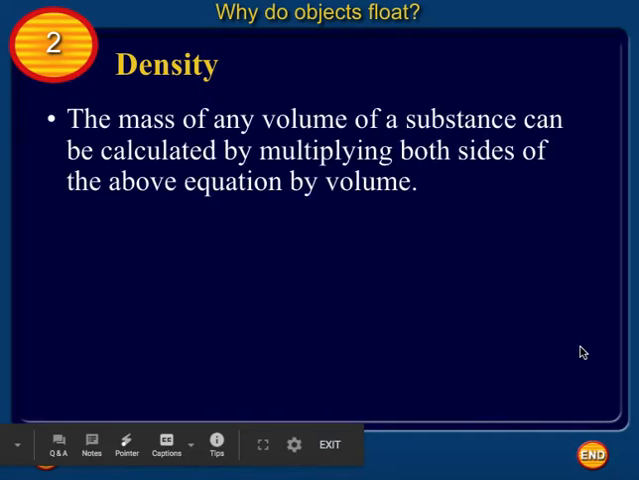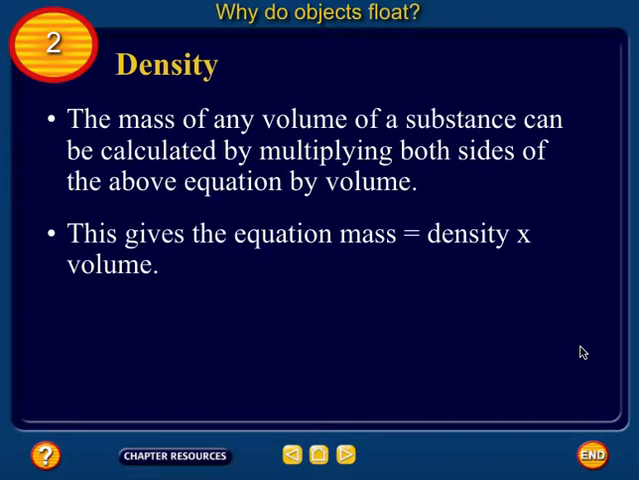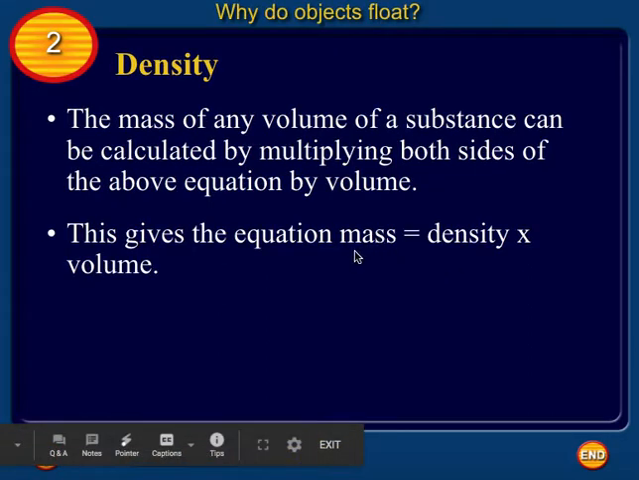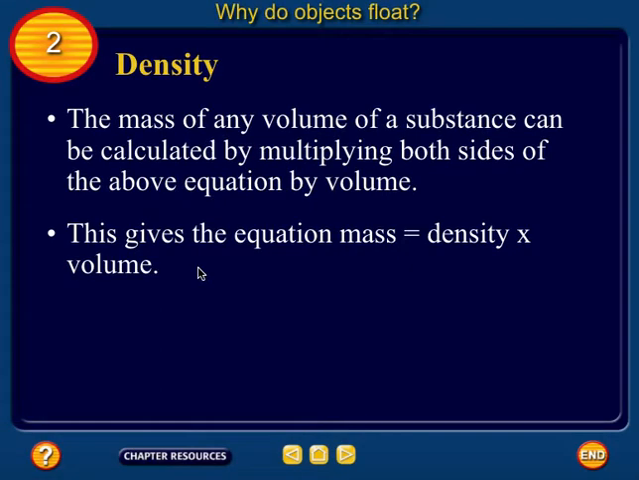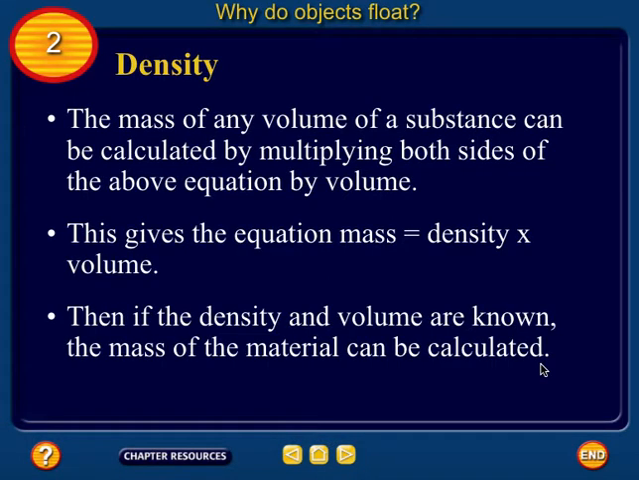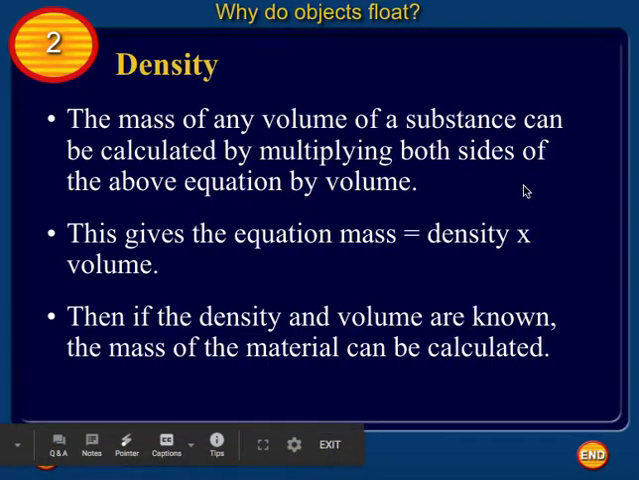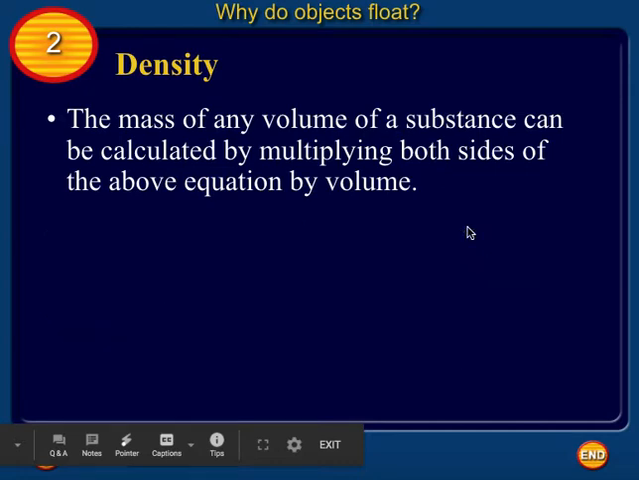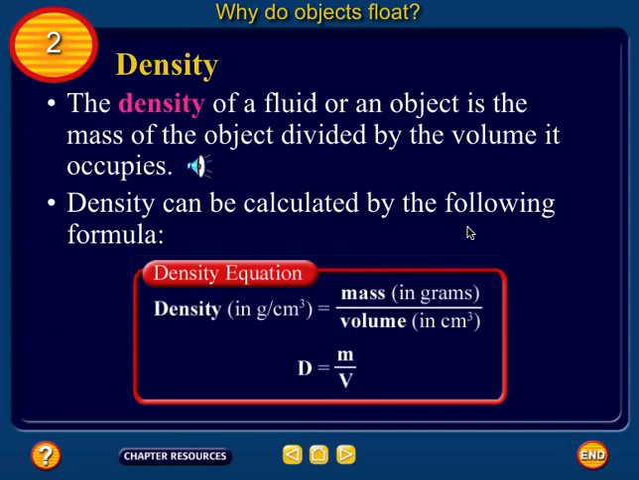The mass of any volume of a substance can be calculated by multiplying both sides of the above equation by volume. This gives the equation mass equals density times volume. So if you rearrange the equation to solve for mass, mass equals density times volume, in which the volume unit cancels out to give you just the mass unit as your answer. Then if the density and volume are known, the mass of the material can be calculated. So if you know density and volume, you're using this equation. If you know mass and volume, you're using this equation.